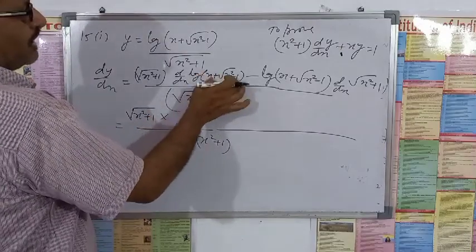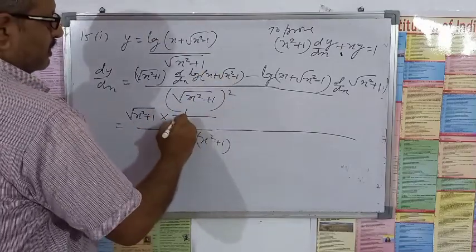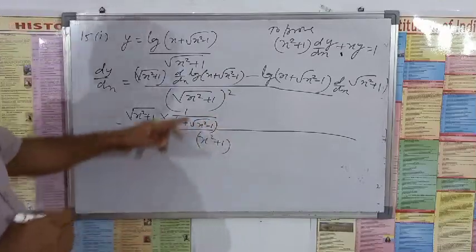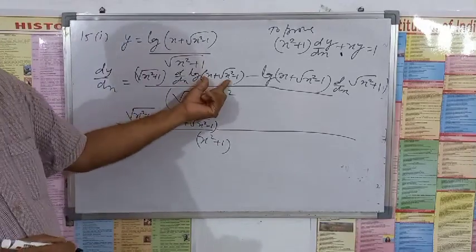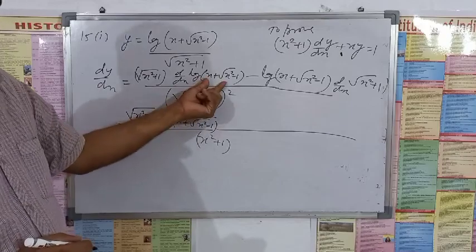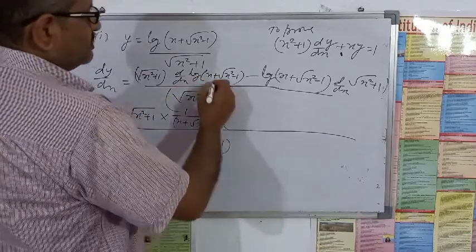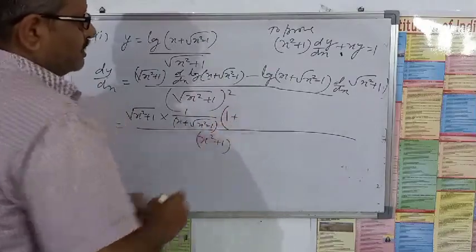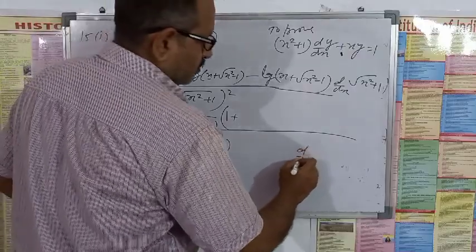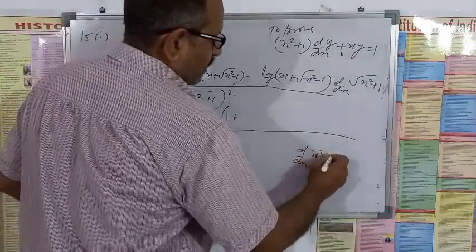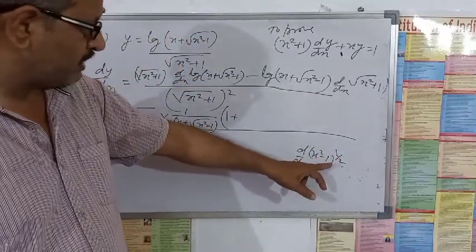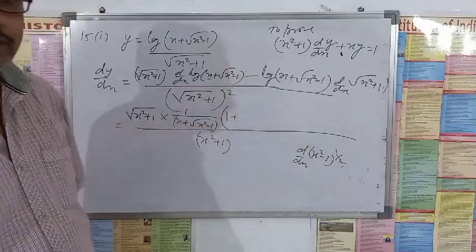Log of this, log x is 1 by x. Write 1 upon x plus root x square minus 1. Suppose this bracket is x, so log x derivative is 1 upon x. Now we have to differentiate this bracket. So what will be differentiation? Derivative of x is 1. And what will be derivative of root x square minus 1? Root x square minus 1 means x square minus 1 to the power 1 by 2.